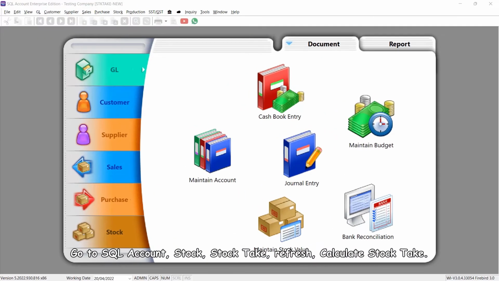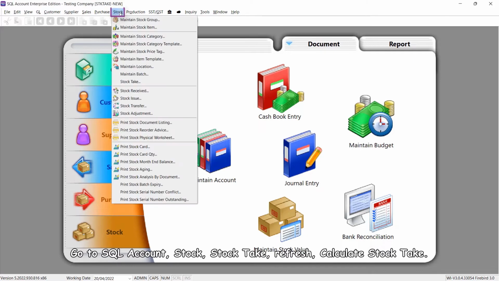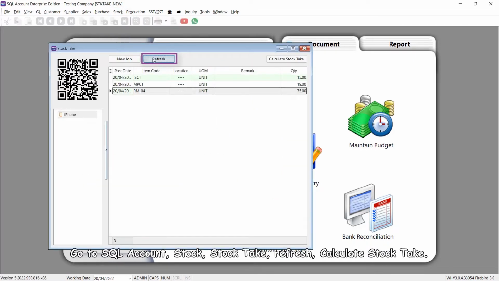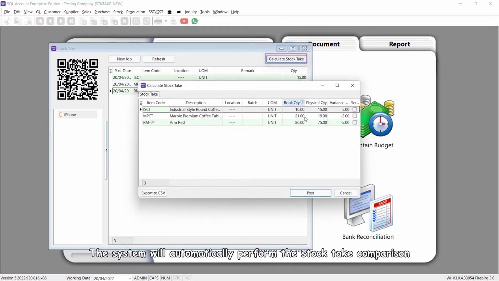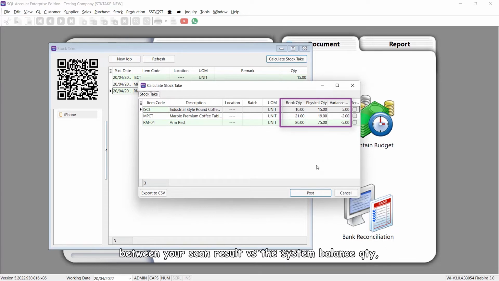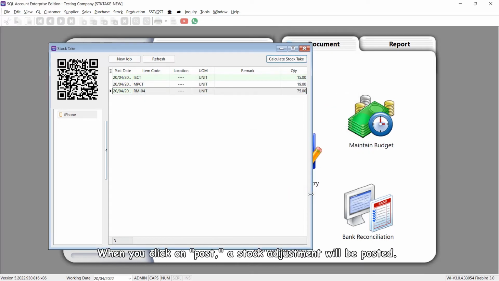Go to SQL Account. Stock. Stock Take. Refresh. Calculate Stock Take. The system will automatically perform the Stock Take comparison between your scan result versus the system balance quantity and make the adjustment automatically. When you click on Post, a stock adjustment will be posted.